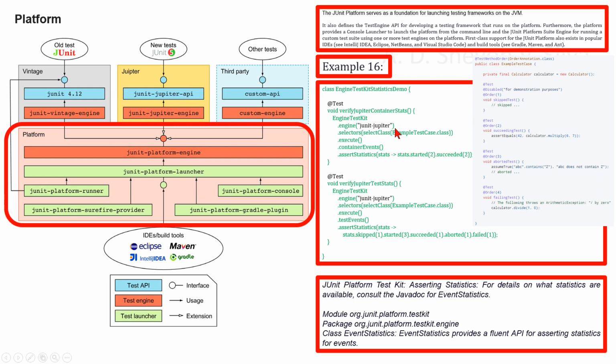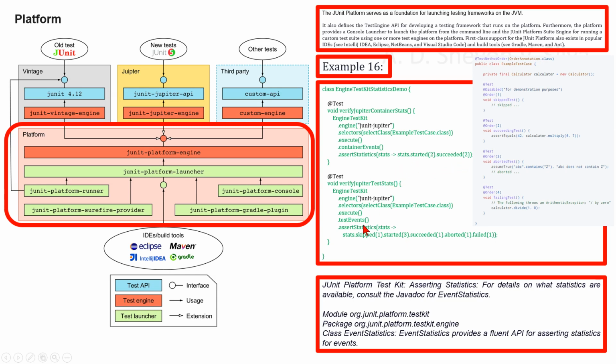Here we select the JUnit Jupiter test engine. Select the ExampleTestCase test class. Here we execute the test plan, and here we filter by the container events, and here we assert statistics for container events.